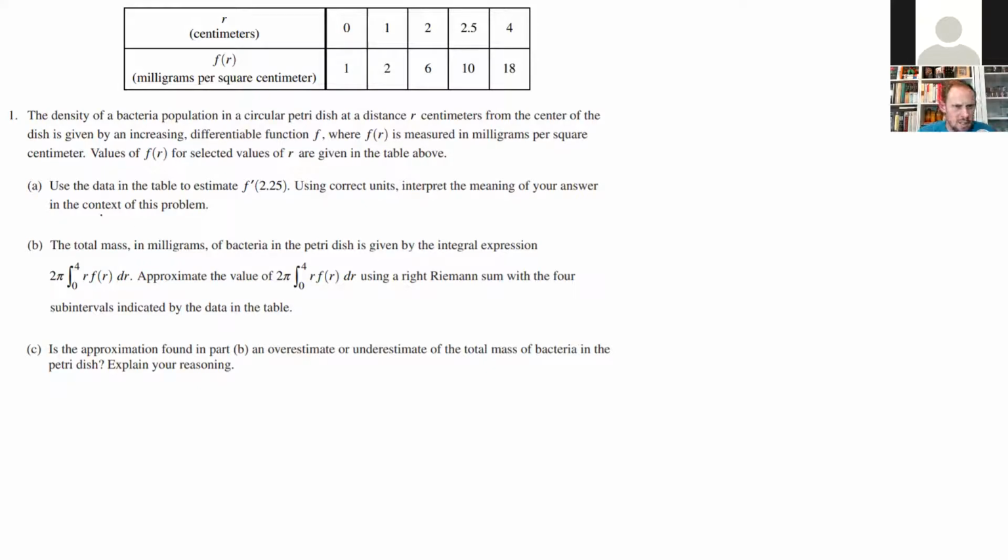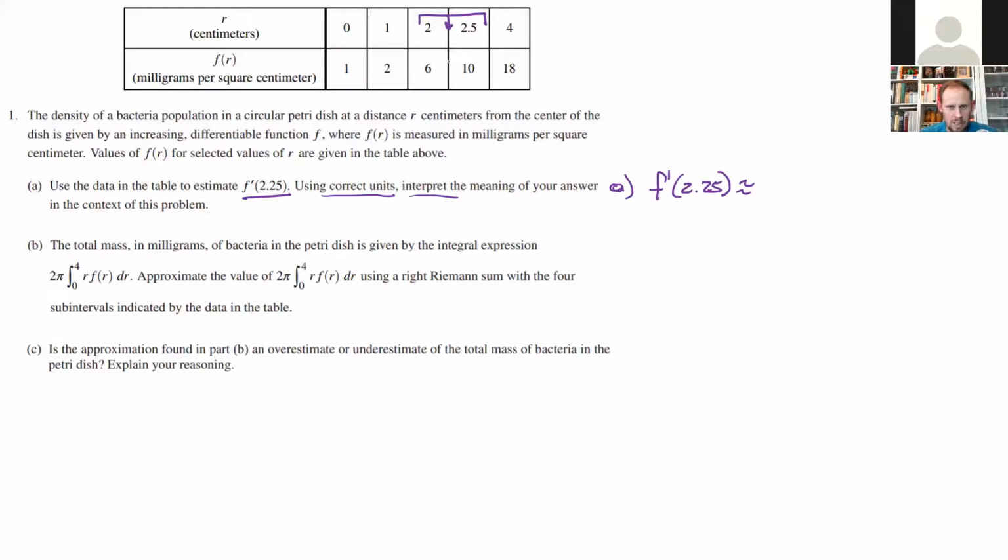All right, use the data in the table to estimate the derivative at 2.25 using correct units. Interpret the meaning of your answer in the context of the problem. So for A here, we want the derivative at 2.25. And if you notice, 2.25 is right in the middle of these 2 guys. So one way we could estimate the derivative at 2.25, and I'm using the estimate, not the equal to thing here, is just the slope between these 2 points, because derivative is slope.